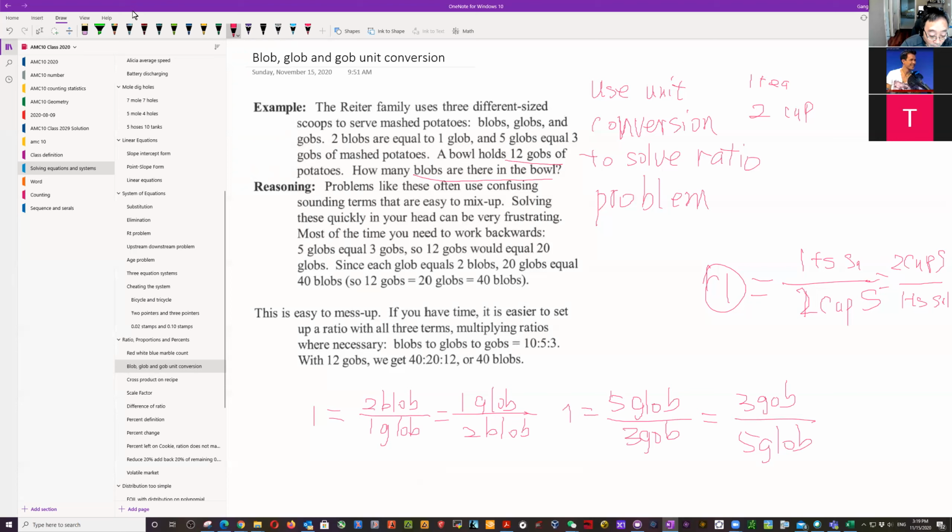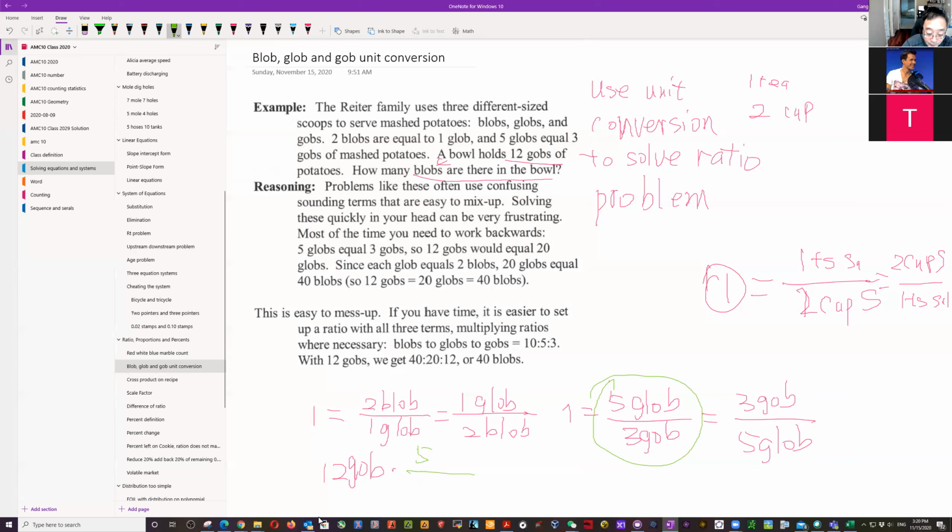So I'm going to start from 12 glob and we'll convert starting from 12 glob and we'll get blobs. So 12 glob, I need to multiply one of the ratios to get rid of it. I need to get rid of this glob on the numerator. So basically I need to pick this one, because glob is on the numerator, I need to use glob on the denominator to cancel that out. And this is the only one I can use.